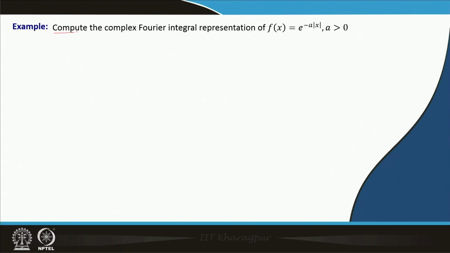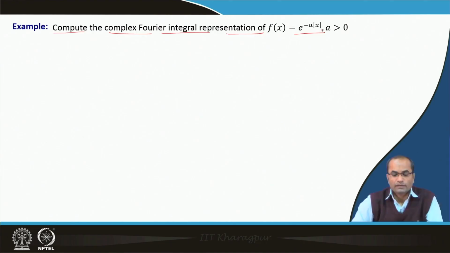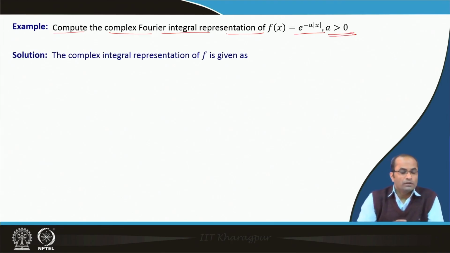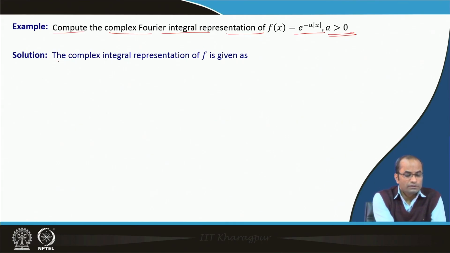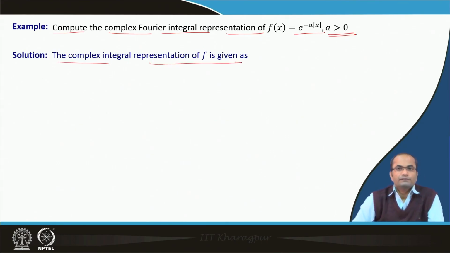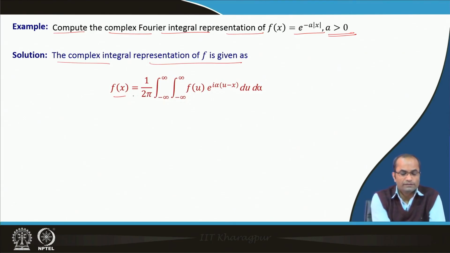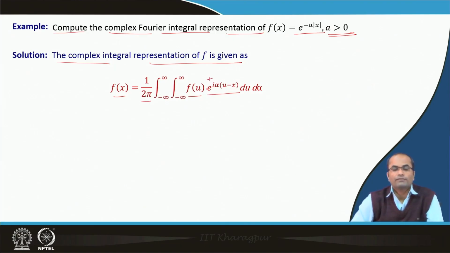So, the first example where we will compute the complex Fourier integral representation of this f(x), which is equal to e power minus a modulus x, or the absolute value of x, and here a is taken as a positive number. So, the solution now: the complex integral representation of f we know. We can write this f in this form, 1 over 2 pi, we have f(u), and we have taken the plus sign there. So, e power i alpha (u minus x) du d alpha.